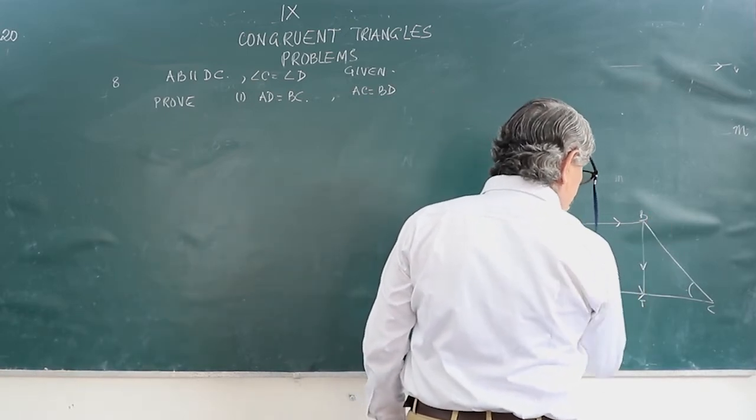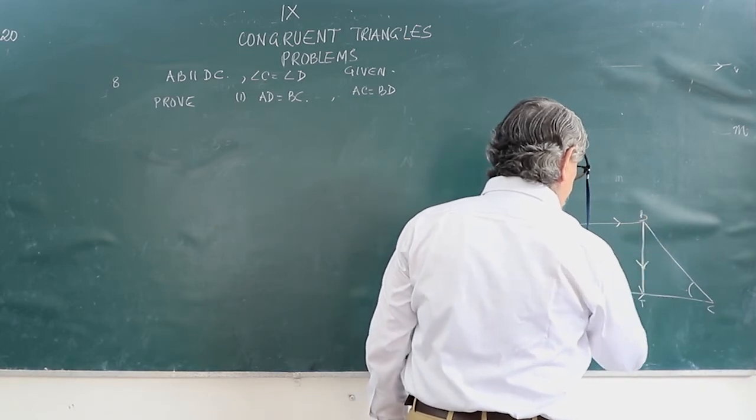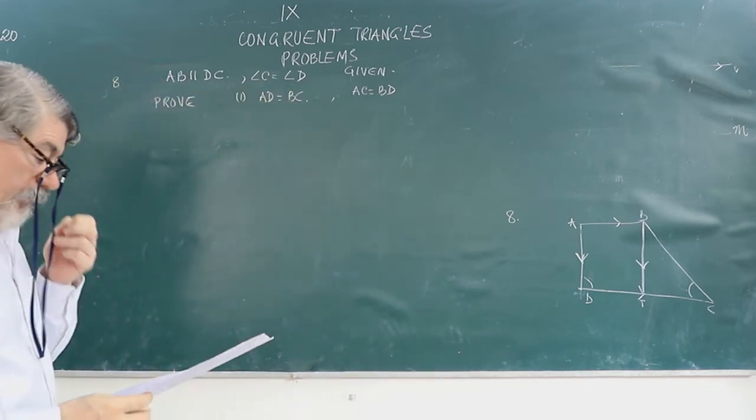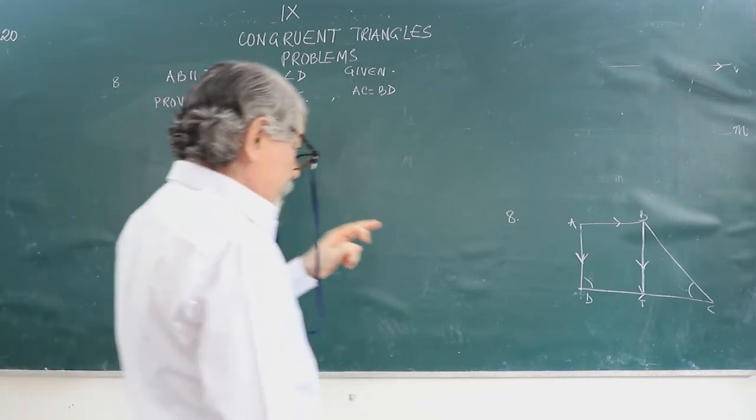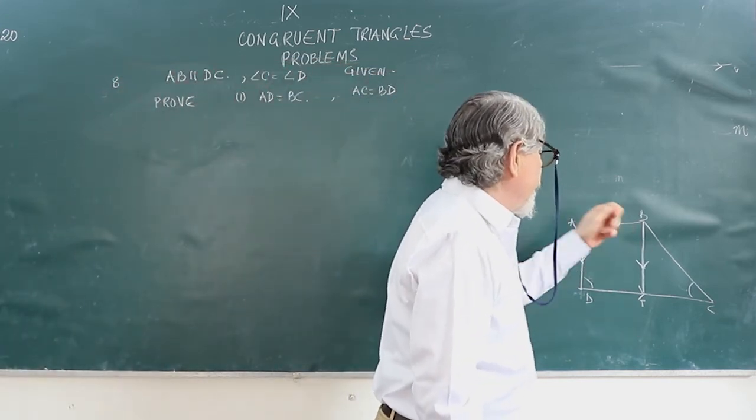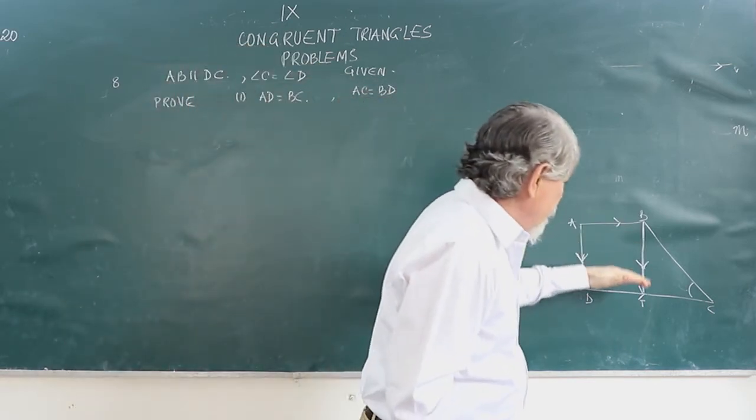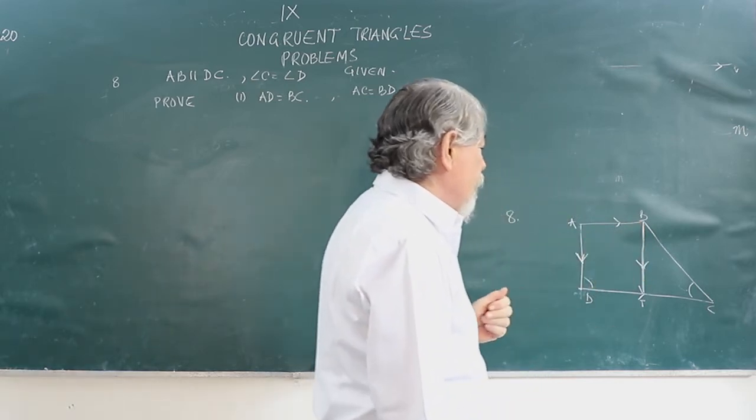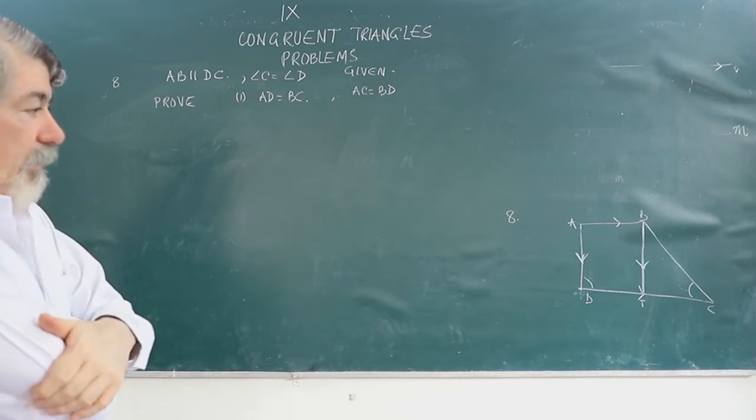Because this line and this line are not parallel, so it's a kind of trapezium. So I have drawn BT parallel to AD. So this becomes a parallelogram. ADTB will become a parallelogram. Why? Because this line is parallel to this line, and I have drawn this line parallel to this line, so it will become a parallelogram.